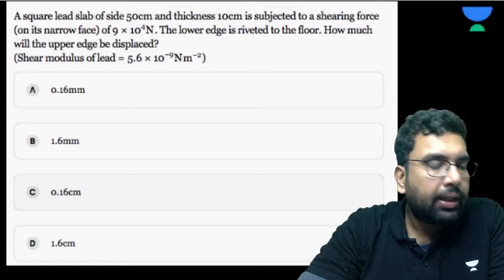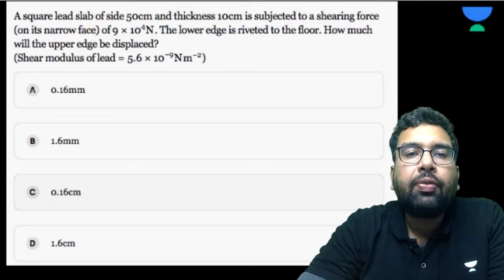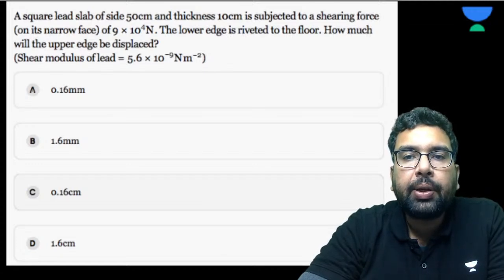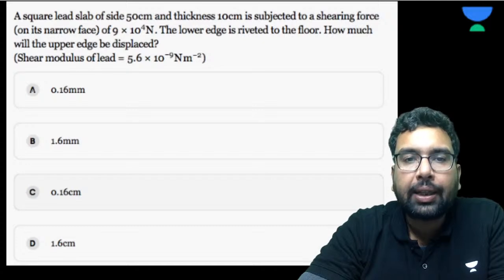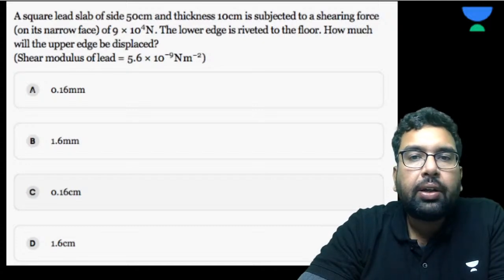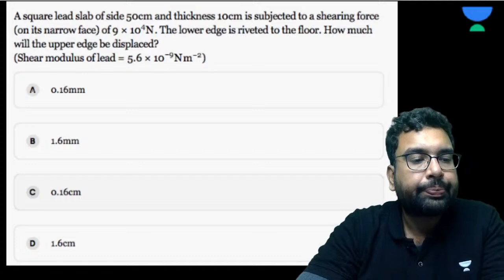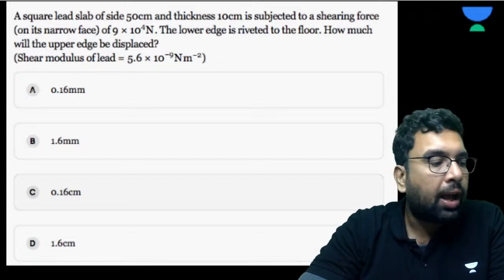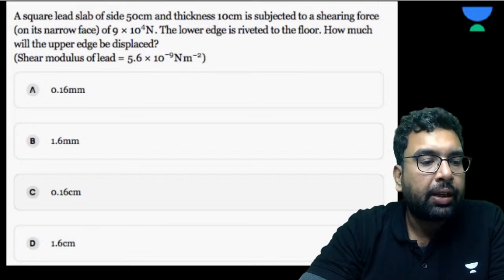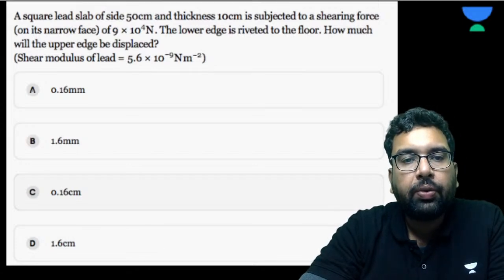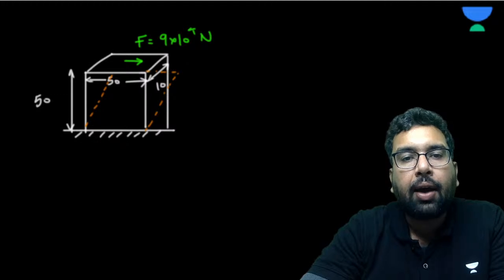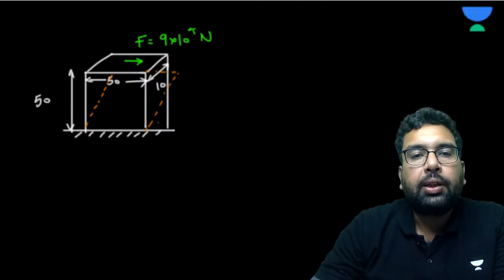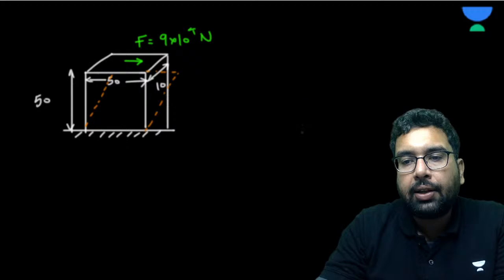So now we say the square lead slab of side 50 centimeter and thickness 10 centimeter is subjected to a shearing force like this. The lower edge is riveted to the floor. How much will the upper edge be displaced? So basically what is asked in the question? We are asked about this delta, right? So I'll just make it again.